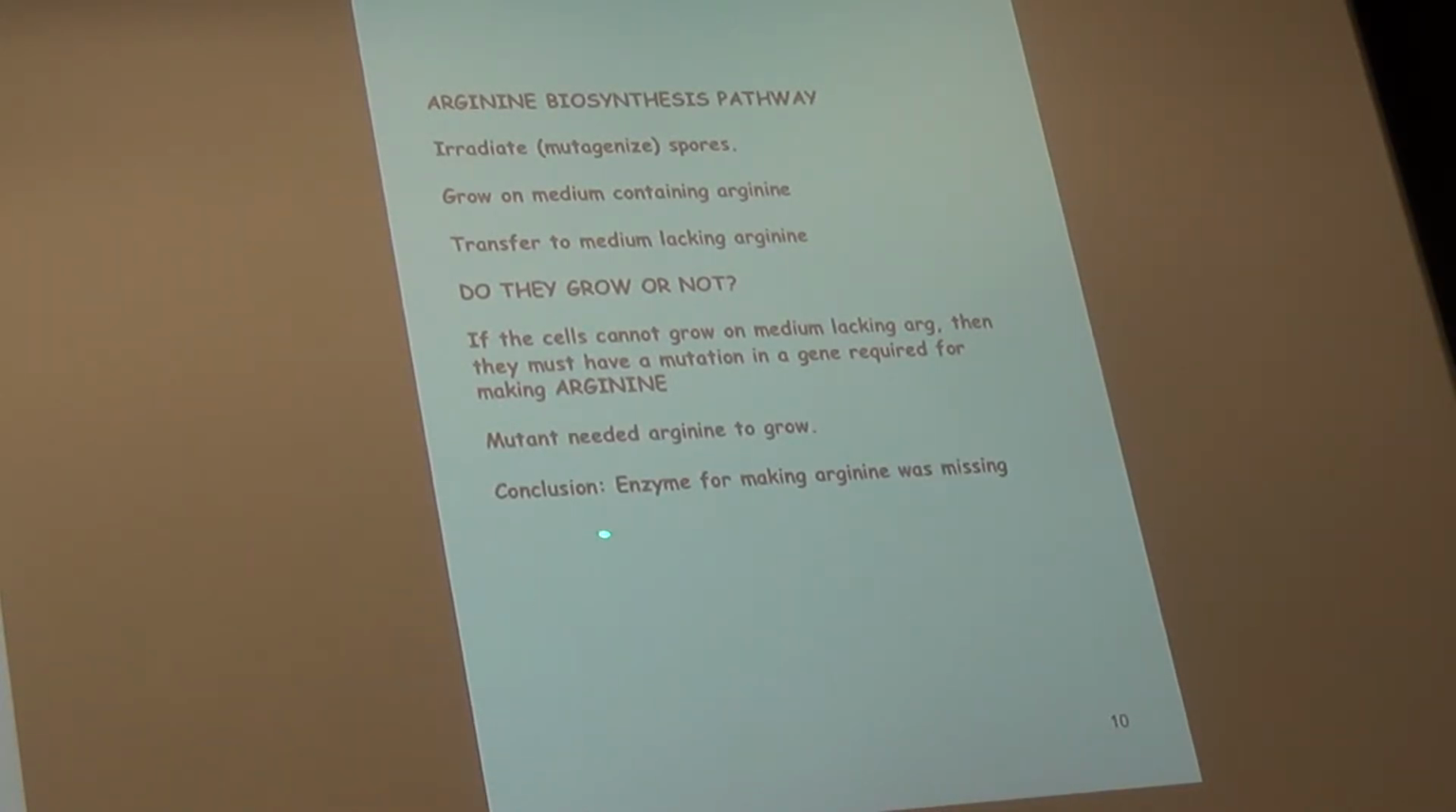And so then you can say, okay, we have now got a mutant in the gene required to produce an enzyme that is required to make arginine. So here are the cells. You irradiate them with X-rays or gamma rays or chemicals.